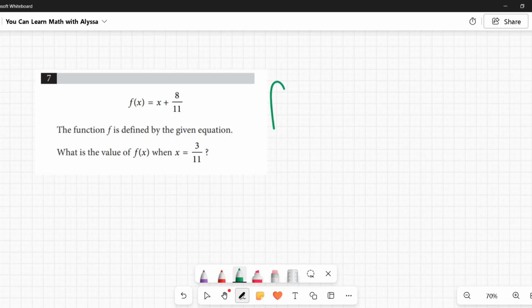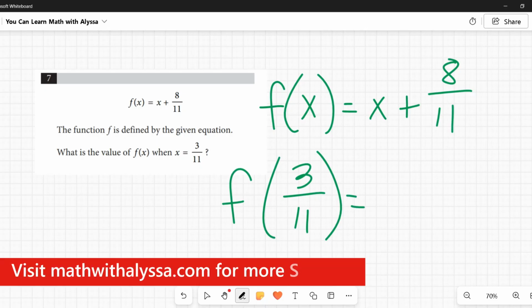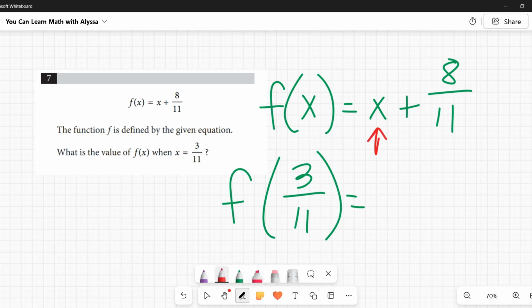So here we have f of x equals x plus 8/11. And then it said, what is the value of f of x? What happens when you do the math? When x is equal to 3/11. Another way of saying this is, what is f of 3/11? It may be presented either one of these two ways on the SAT. So x is 3/11. Everywhere there is an x, there's only one in this case. We're going to plug in that 3/11.